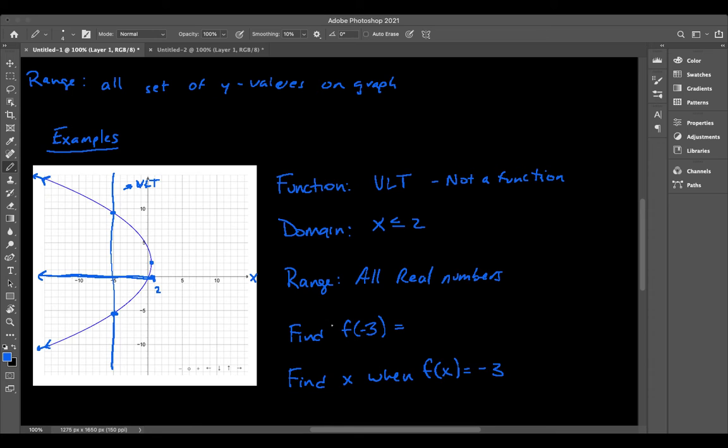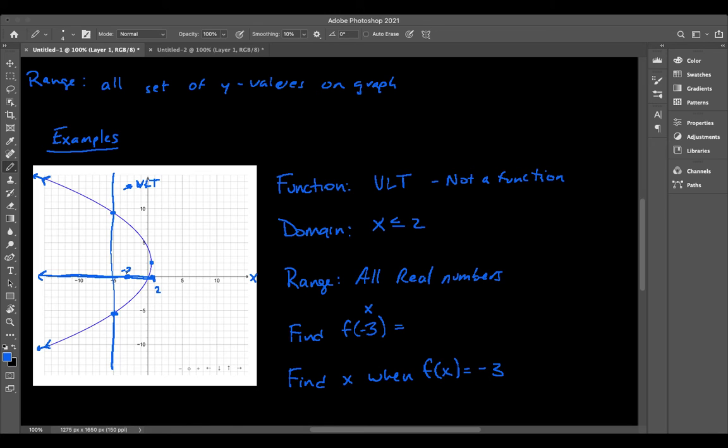So let's look at the next one. Now let's find f of -3. We know -3 is going to be x, so this is where we talk about input and output. We're going to look for -3 on this graph right here, which is right here. This is -3.